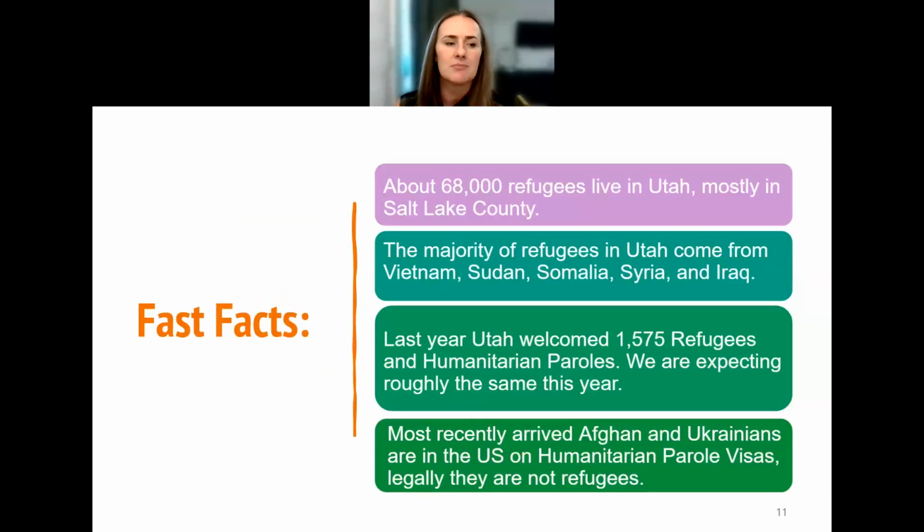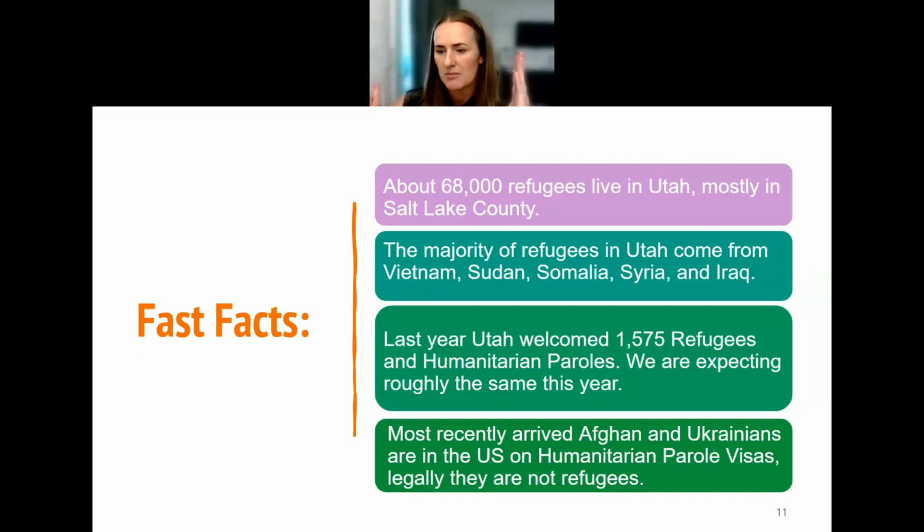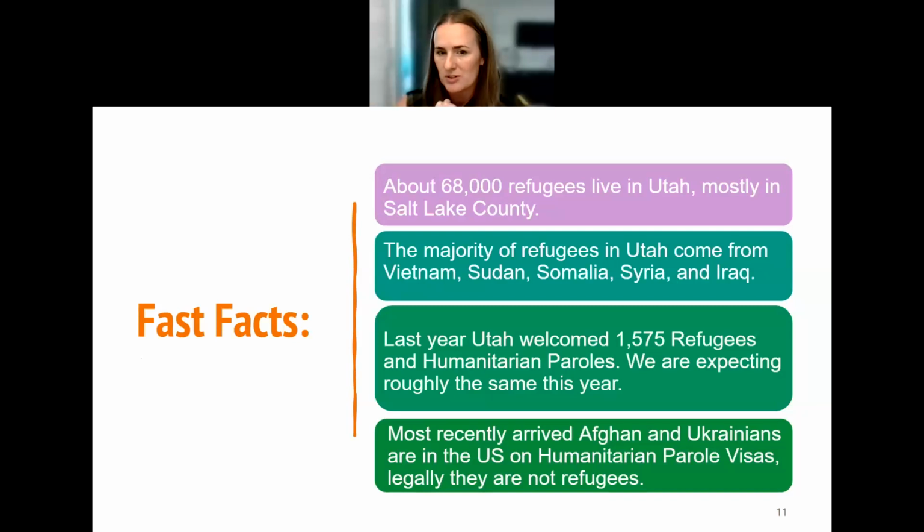Okay. A couple quick facts. We've already talked about 68,000 refugees living in Utah, mostly in Salt Lake County. This is over a long period of time, not current resettlement numbers. The majority of refugees in Utah come from the countries that are listed here. But in recent years, these are not the most common countries where people are being resettled from. I don't know if Chris, you want to comment on that? This is the long term of Utah's resettlement history.